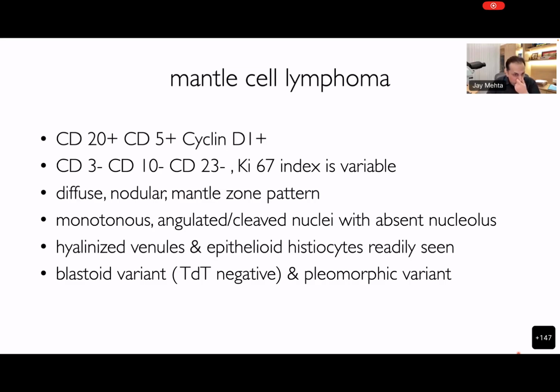The other cells that you can actually see in this proliferation are hyalinized venules and epithelioid histiocytes, which can be readily seen. There are two lymphomas where we tend to see epithelioid histiocytes readily. Those are mantle cell lymphoma and nodular lymphocyte predominance Hodgkin lymphoma.